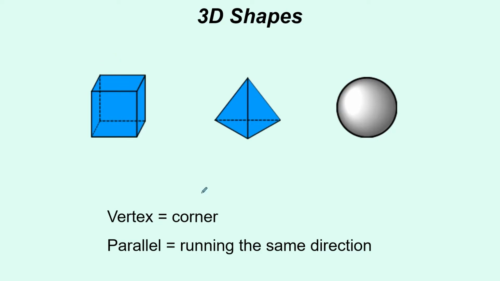So we're going to start off with a cube, which is the three-dimensional version of a square. All the faces are squares. You've also got the cuboid, which isn't here, and that's the three-dimensional version of a rectangle.